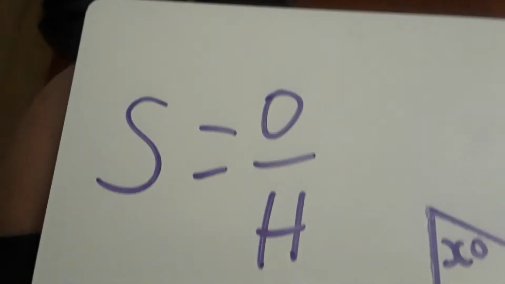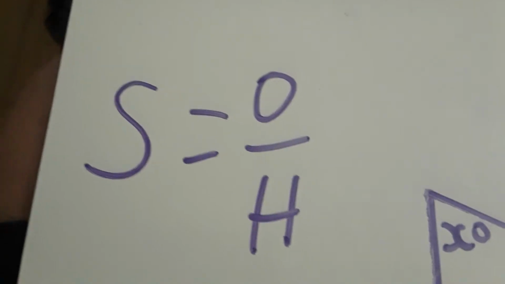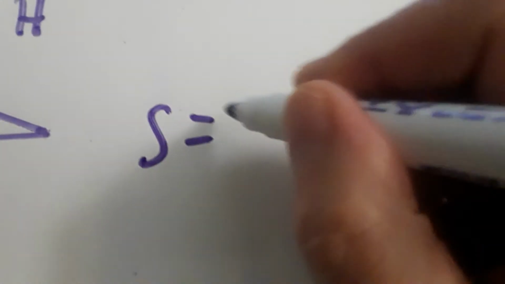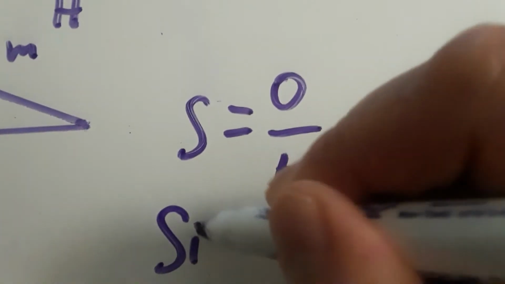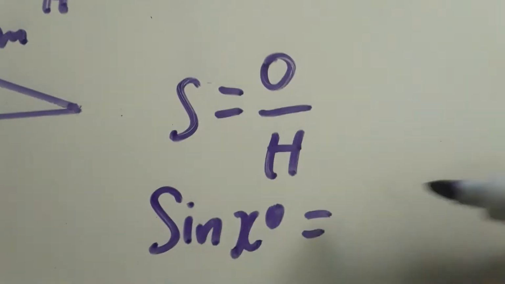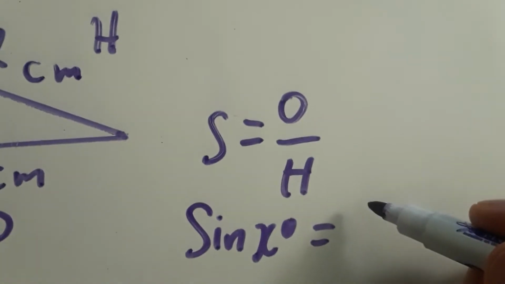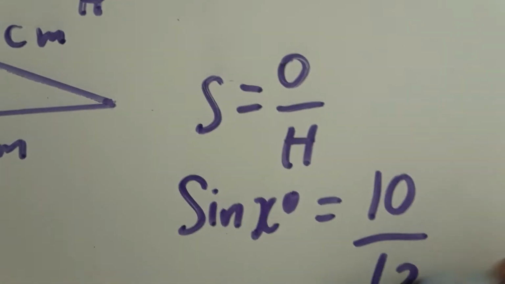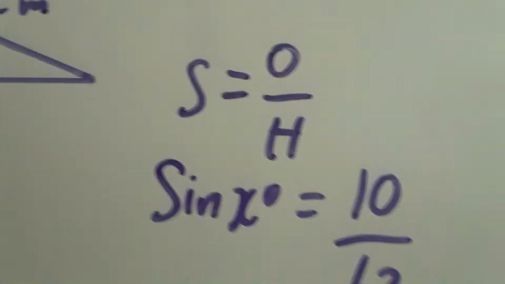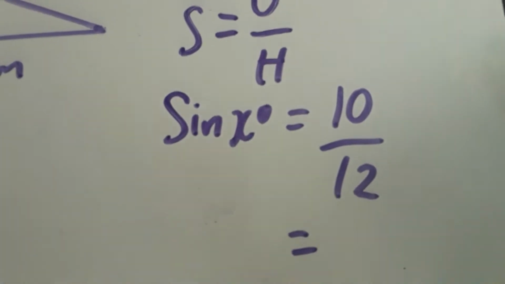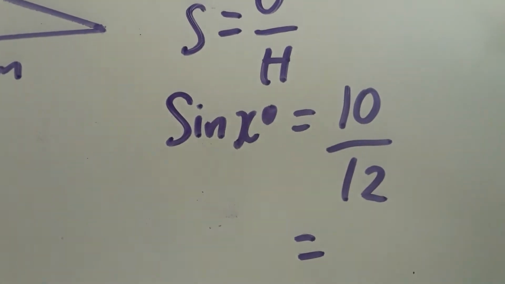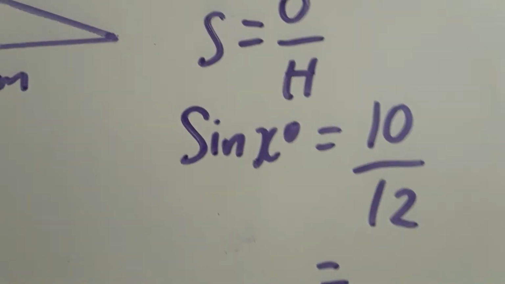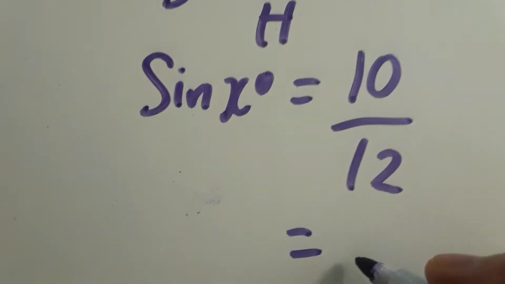The sine ratio uses O and H. So this time we're going to use the sine ratio to produce a decimal. Okay, so we're going to put the sine of the unknown angle is equal to 10 over 12, okay? And I'm just going to pop that into my calculator, 10 divided by 12. It's equal to 0.83 repeating.